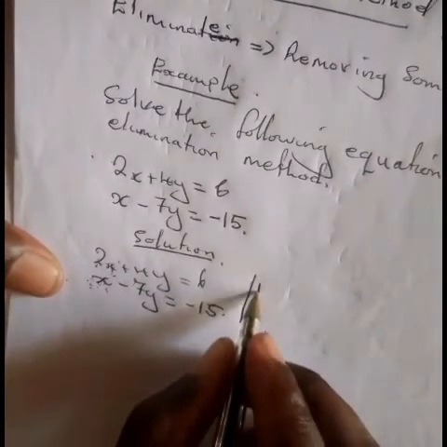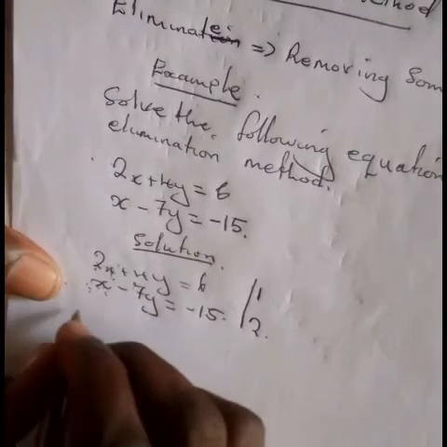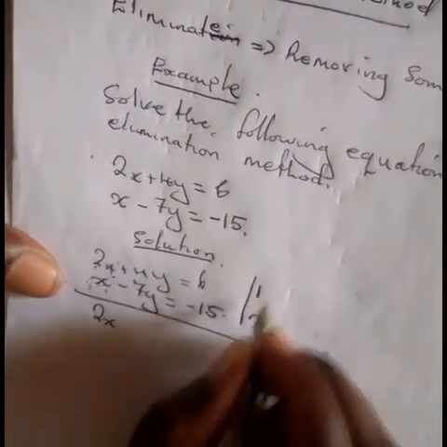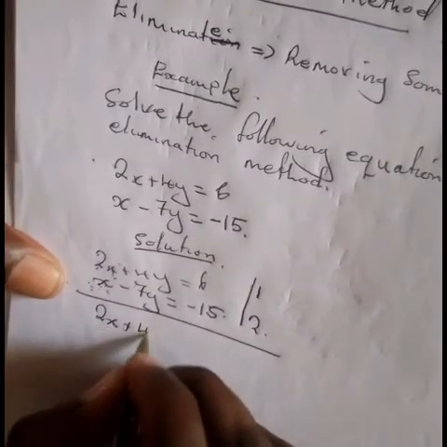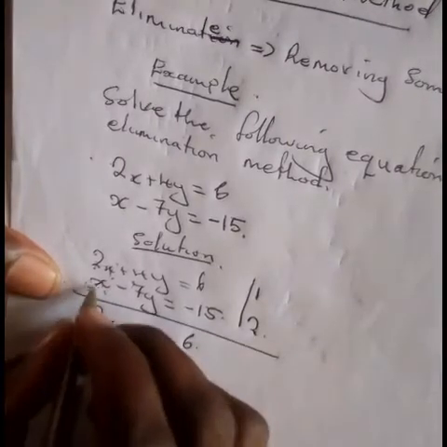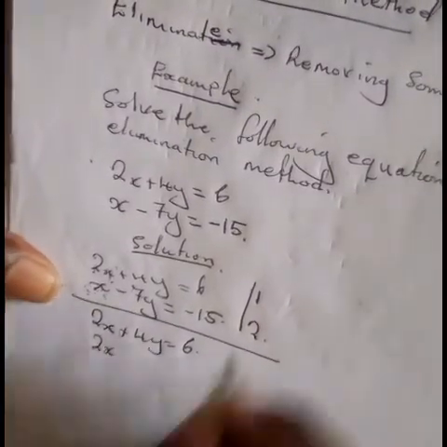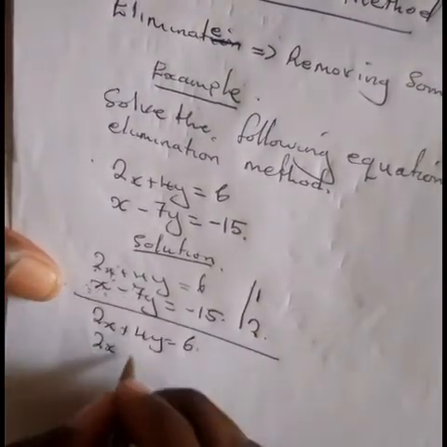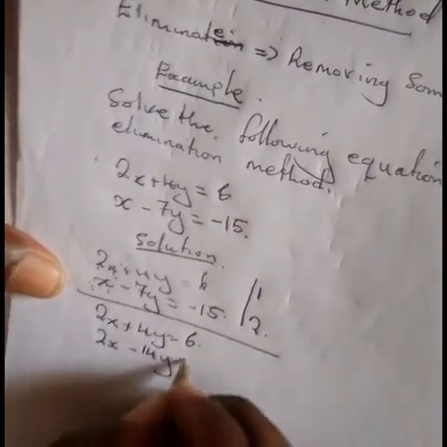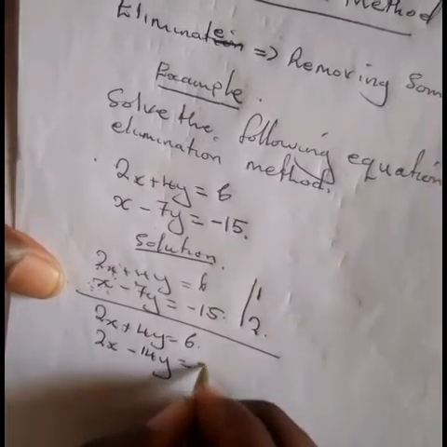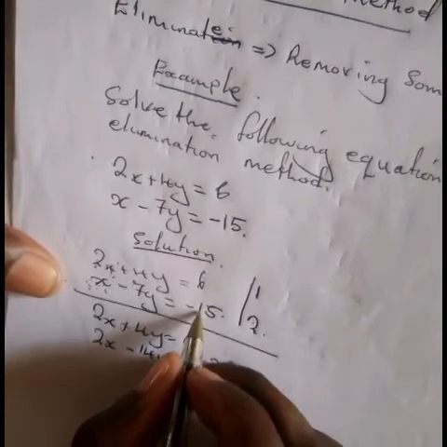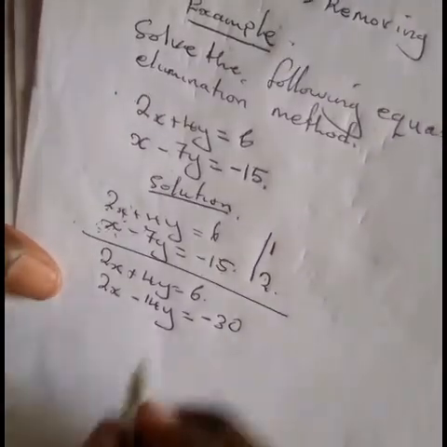So 1 times 2x is 2x. 1 times 4y is 4y. 1 times 6 is 6. 2 times x is 2x. 2 times negative 7y is negative 14y, equal to negative 30, because 2 times negative 15 is negative 30.